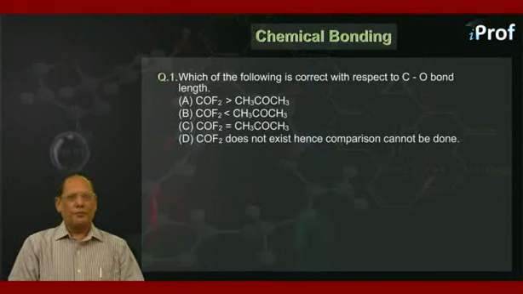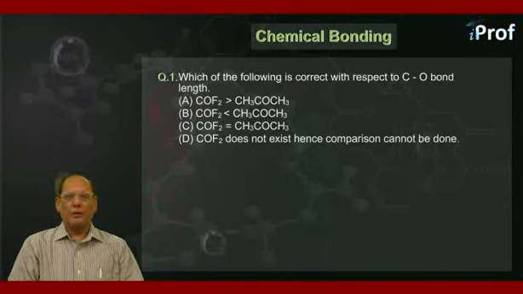The question is, which of the following is correct with respect to carbon single bond oxygen bond length? The options are A. COF2 more than CH3COCH3, B. COF2 less than CH3COCH3, C. COF2 equal to CH3COCH3, and the option D. COF2 does not exist, hence comparison cannot be done.